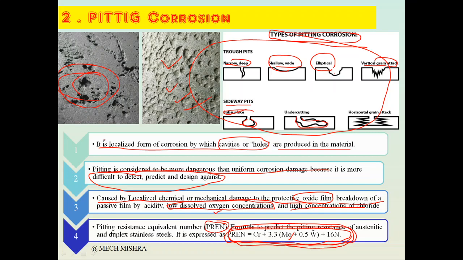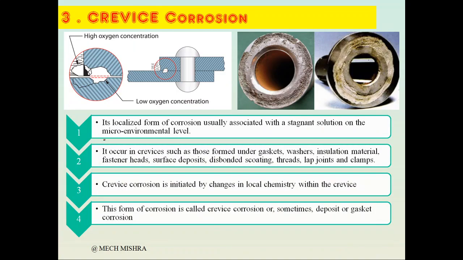Now we will move ahead to the third form of corrosion. The third form of corrosion is basically crevice corrosion. So what is crevice corrosion? Crevice means when two surfaces are parallel to each other, and there is a certain gap between them, and the corrosive species will stick there and cause localized corrosion. That is called crevice corrosion.